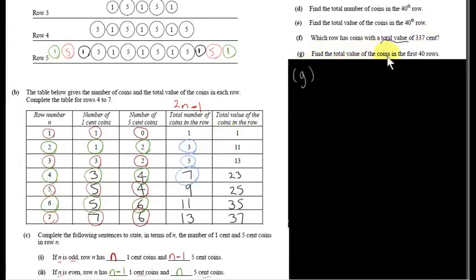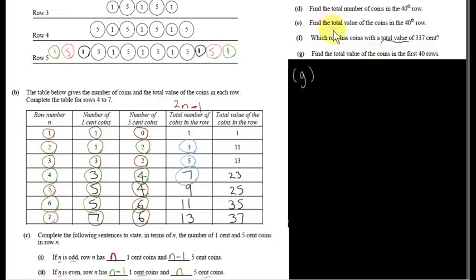Find the total value of the coins in the first 40 rows. Well, this column here gives us the value of the coins in each row. Now, we could look at these values and see if there is a pattern. Well, we want to sum all of these numbers for 40 rows. Okay, we want the total value of the coins.